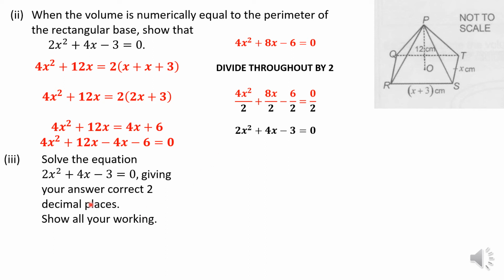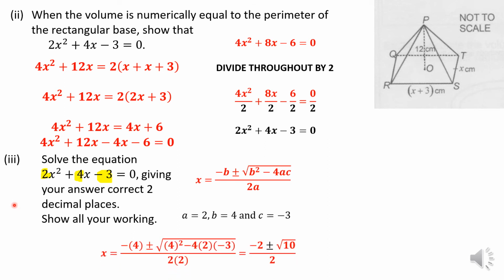Now they are saying we are supposed to solve this equation and give your answer to two decimal places. This degree of accuracy tells you this particular quadratic equation doesn't factorize. So I'm using the quadratic equation formula. When you use it, you should identify the value of a, the value of b, and the value of c. The a is the 2, the b is the positive 4, and the c is the negative 3 that you see here. From now on, you can simply punch them into the formula.